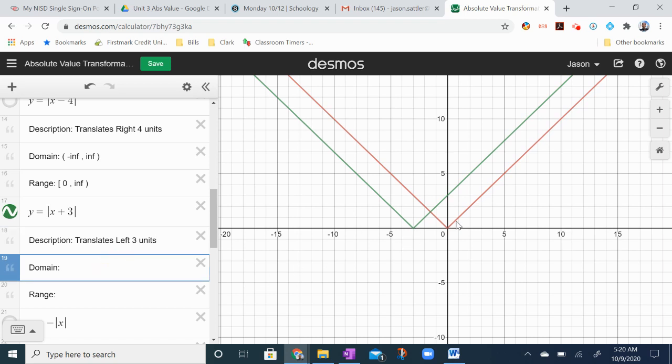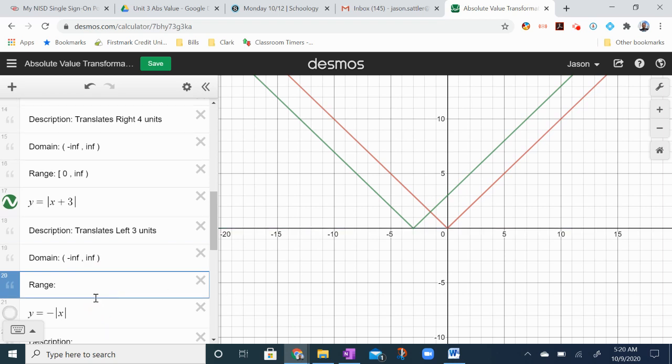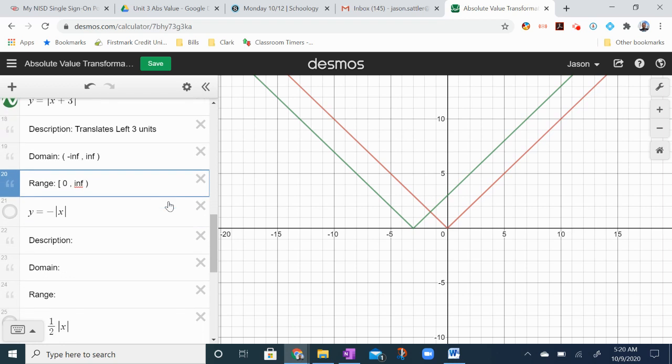All right, so the domain, again, didn't change. Negative infinity to positive infinity. And then our range is going to be from 0 to infinity again. So bracket 0 to infinity. There we go. All right, trucking along now.